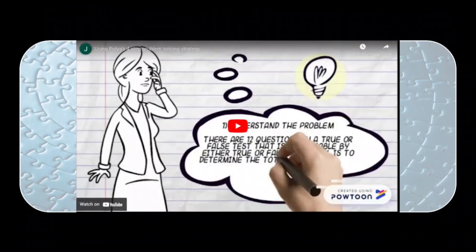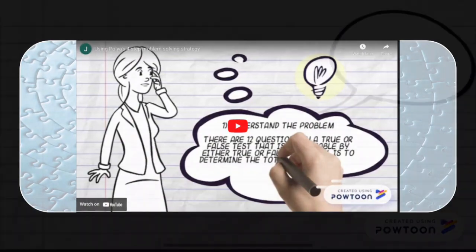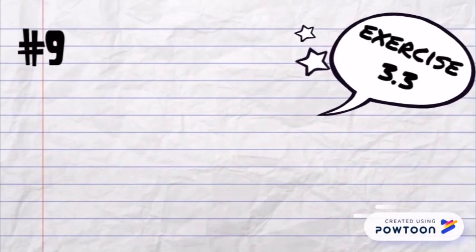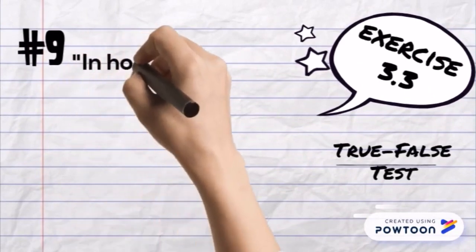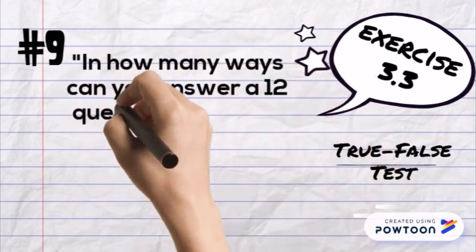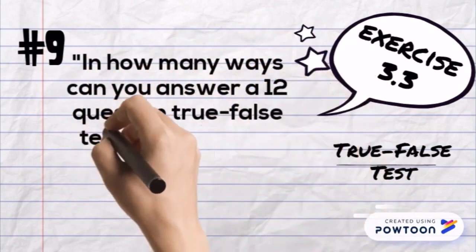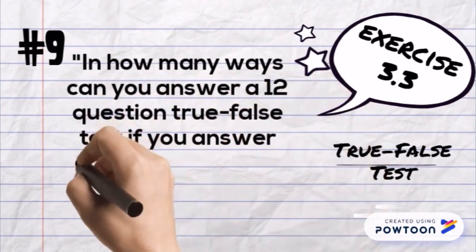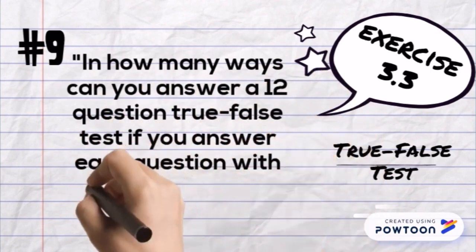All right, we're going to watch a little bit of this video here to see an example of a problem using this four-step method. Now let's answer the true-false test in question number 9 of exercise 3.3. The problem states: in how many ways can you answer a 12-question true-false test if you answer each question with either a true or a false?